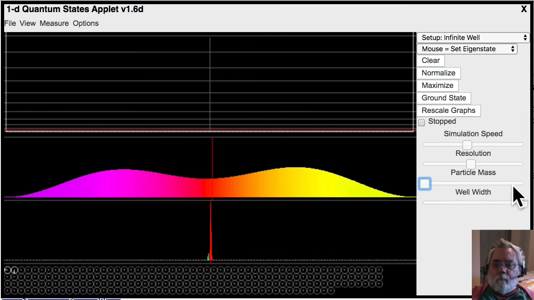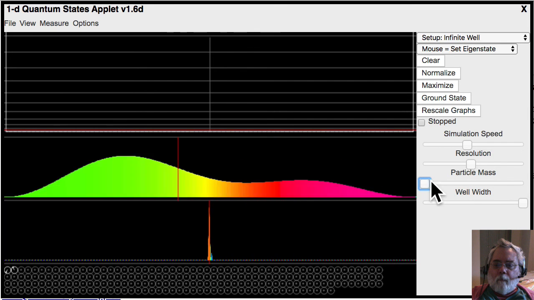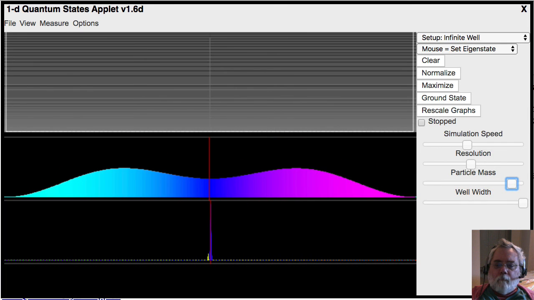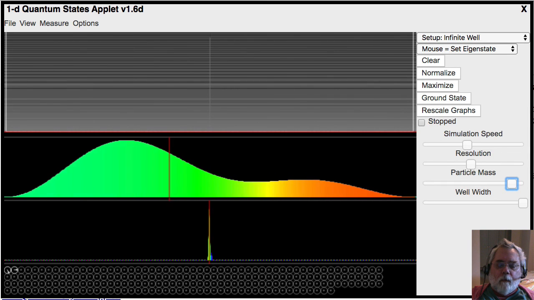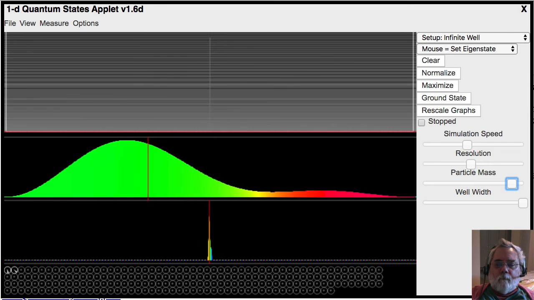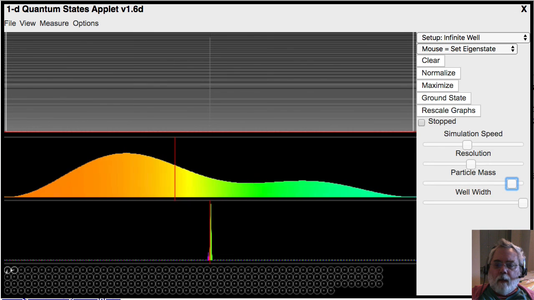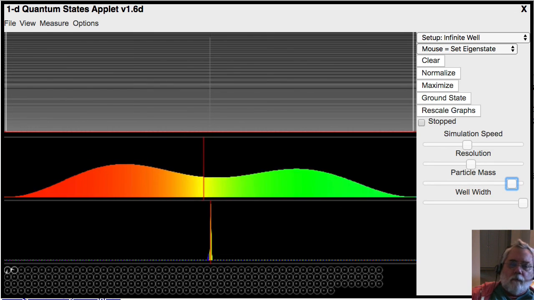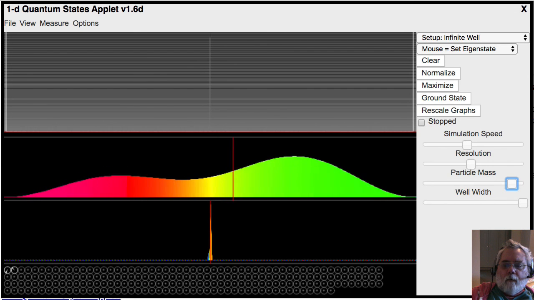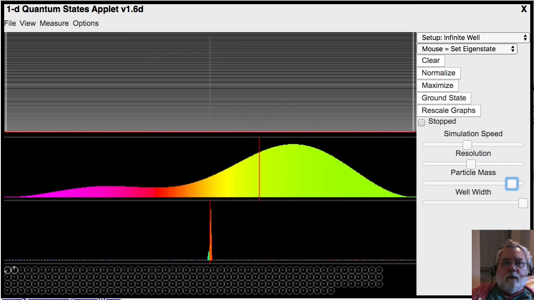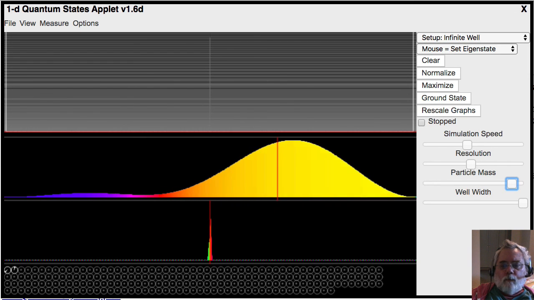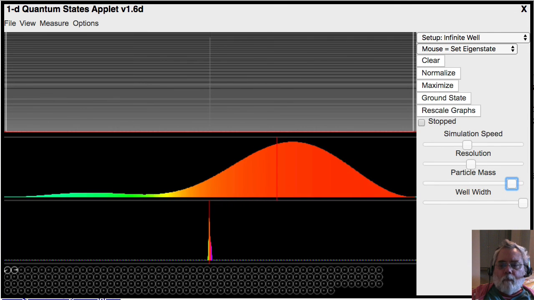Here's low mass. And for large mass, the energy levels became closer together, and the energy levels became smaller, the energy eigenvalues, and so the period became larger, so slower.